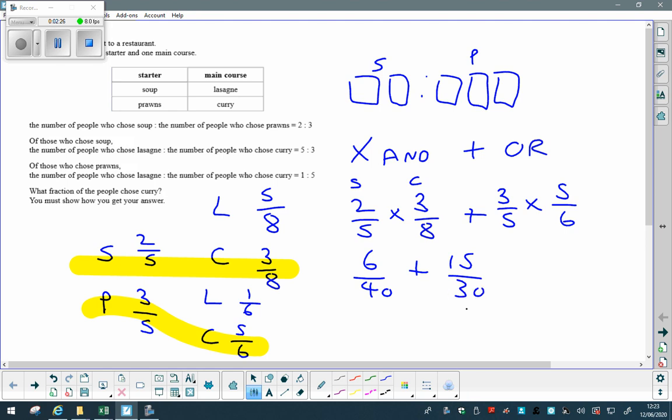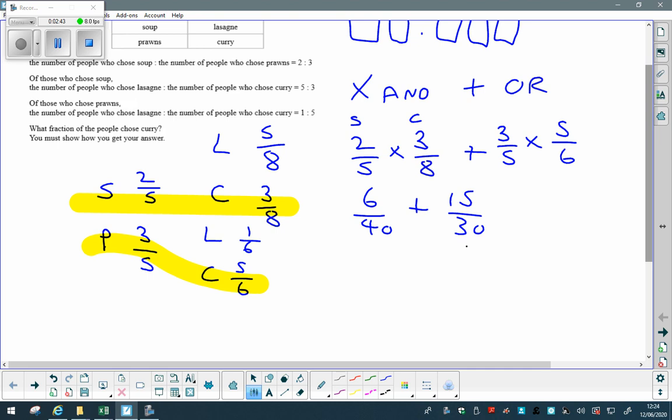Don't forget, when you times fractions, you just times the numerators and the denominators, and you do the times first, because of BIDMAS, a times comes before an addition. Now, we can't add these fractions as it stands at the moment because we need a common denominator. So we have to consider the smallest number that 40 and 30 go into.